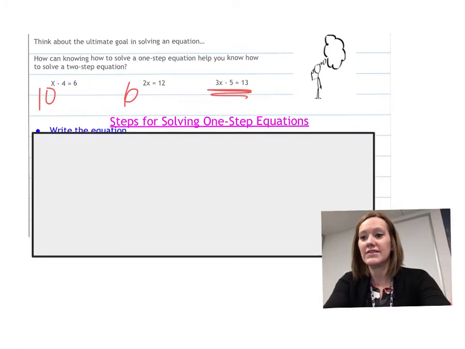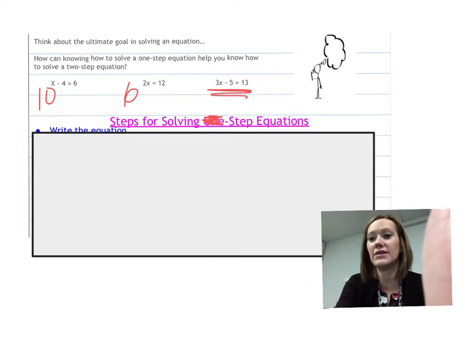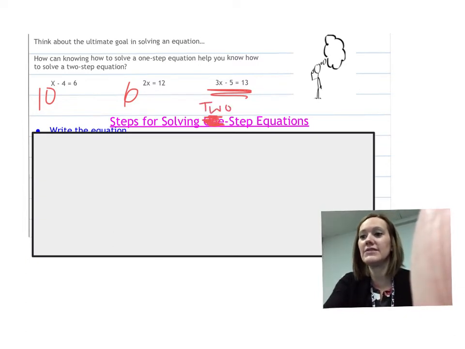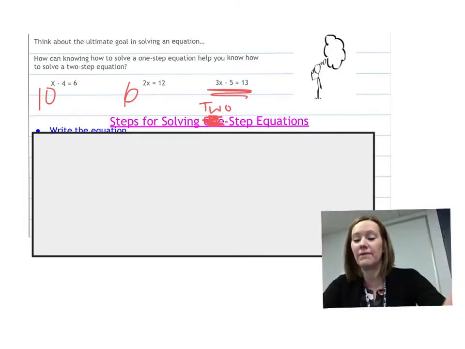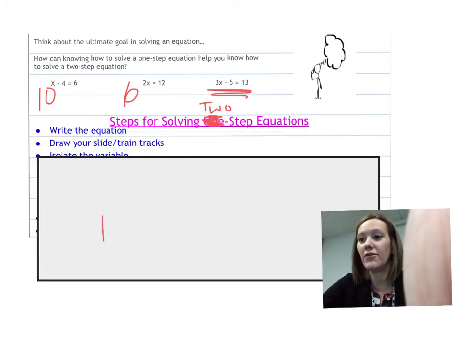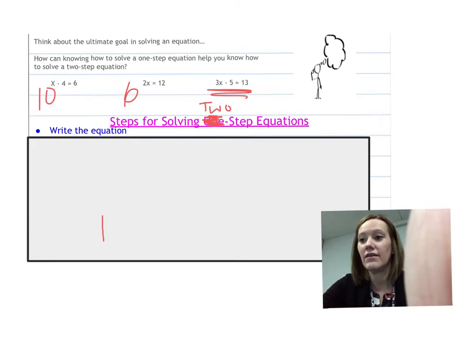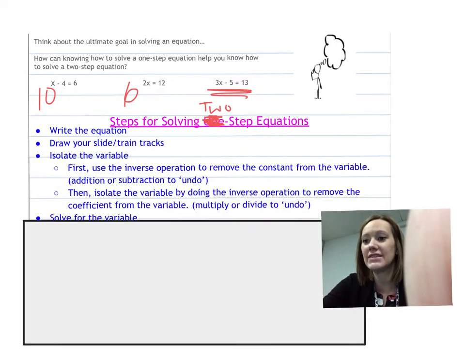So if we think of the steps for solving two-step equations, cross this off if you're using the notes template and make that say two-step equations. They're very similar to one step. There's just one step that is a little bit different. So like before, we write the equation and then we draw our train tracks. Always, always, always do we draw our train tracks, especially with our two-step equations, because that's going to help us stay really organized. Then we need to isolate the variable.